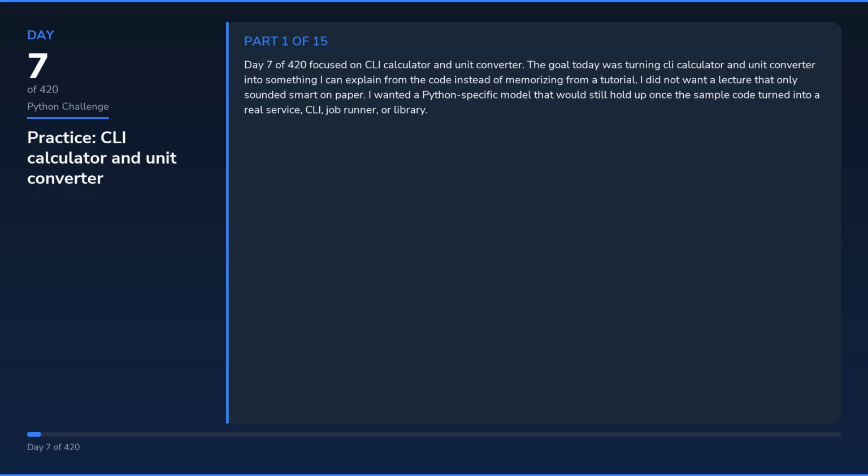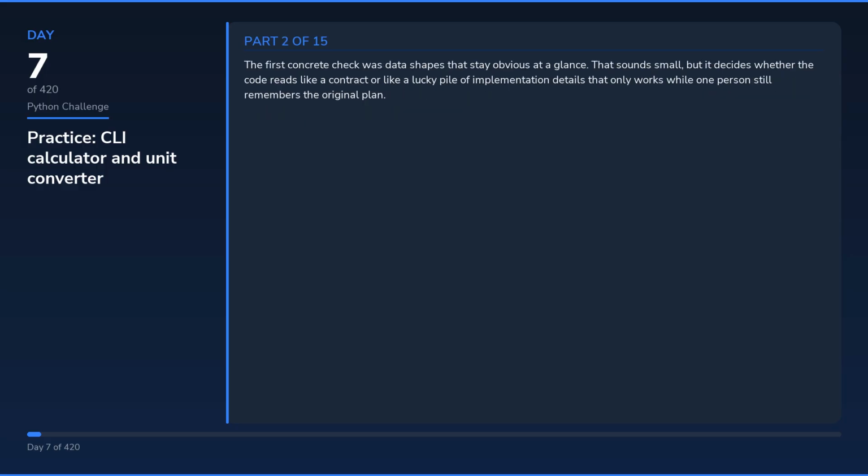I wanted a Python-specific model that would still hold up once the sample code turned into a real service, CLI, job runner, or library. The first concrete check was data shapes that stay obvious at a glance. That sounds small, but it decides whether the code reads like a contract or like a lucky pile of implementation details that only works while one person still remembers the original plan.